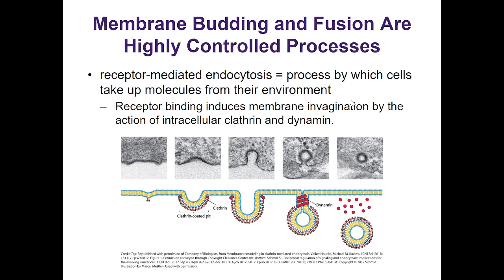So membrane budding and fusion are going to be highly controlled processes. Receptor-mediated endocytosis is going to be the process by which cells take up molecules from their environment. The receptor binding induces membrane invagination by the action of intracellular clathrin and dynamin.